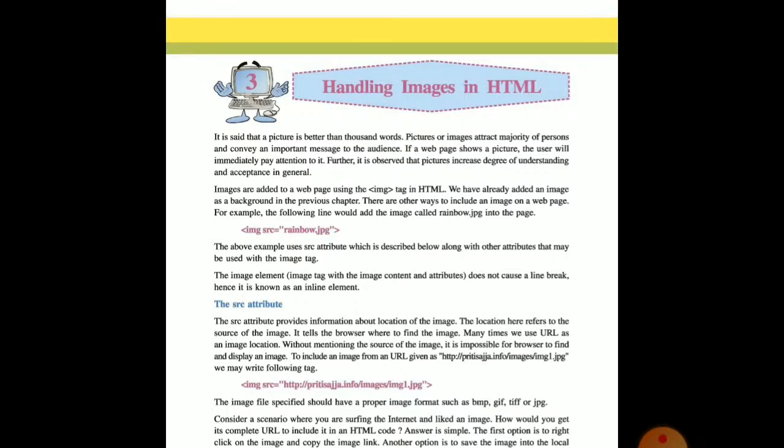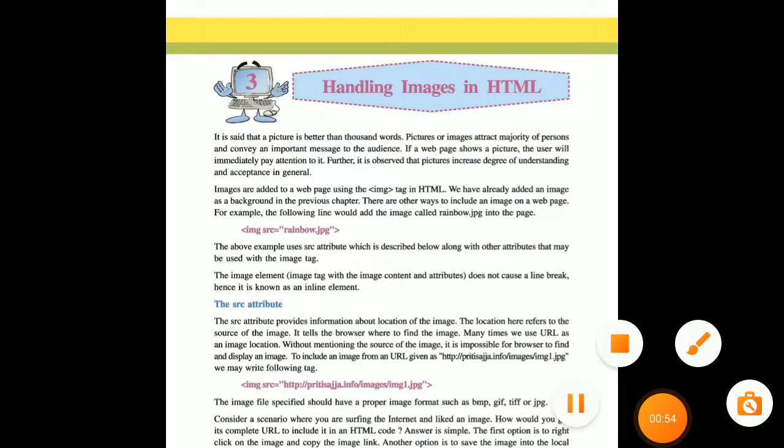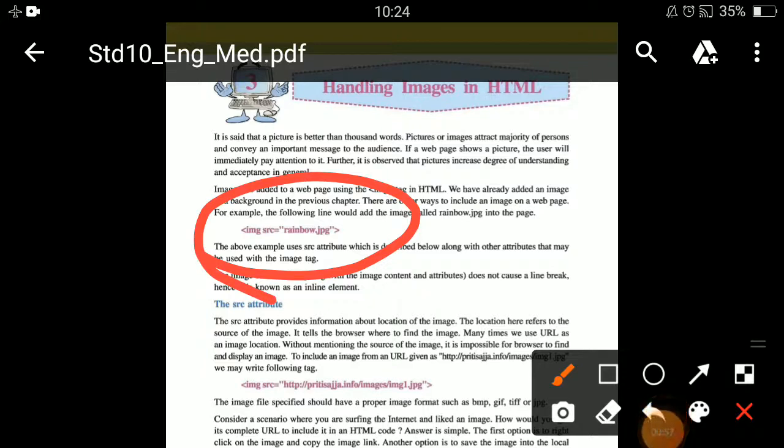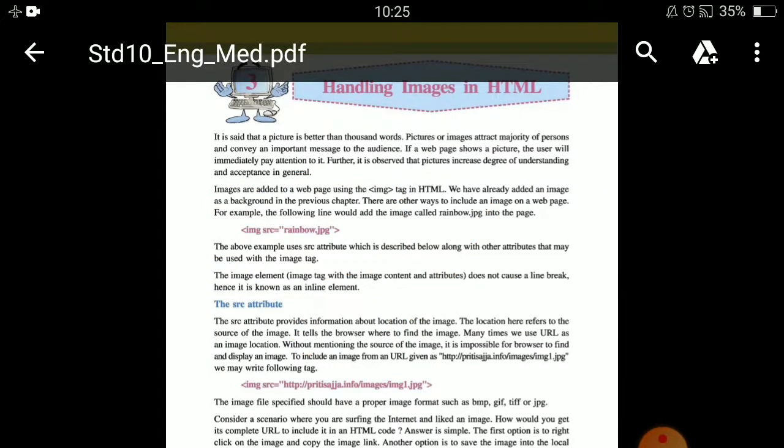So how can we add an image to my HTML document? For that we use one tag, and the tag is img src. Image is the tag name, in between the opening bracket and closing bracket, and src means your source file. Source means your destination file, is equal to, and in double inverted commas, or double quotation marks, you have to specify your image name.